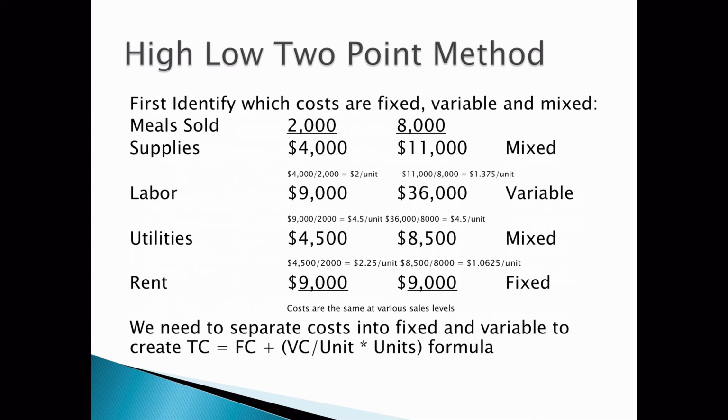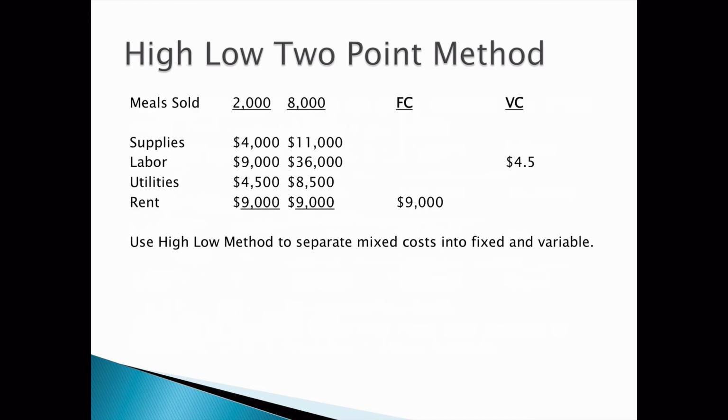Okay, so the goal is to create the formula, total cost equals fixed costs plus variable costs, or the cost formula, let's call it. I don't need to go through it again as we did in the last example, except we're doing it with more cost lines. So the first thing we need to do is set up 2 columns next to our costs, one for fixed costs and one for variable costs. If you remember, labor was a variable cost, so we just write $4.5 under variable cost for labor. And rent was $9,000, and that was a fixed cost, so we put the $9,000 under fixed costs.